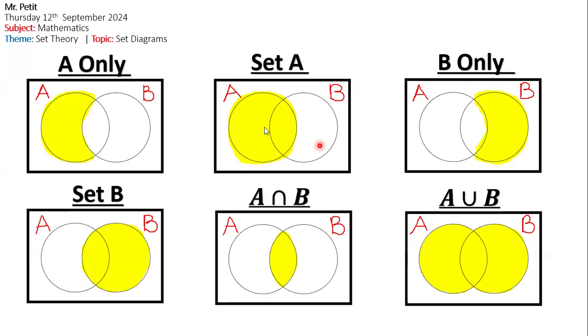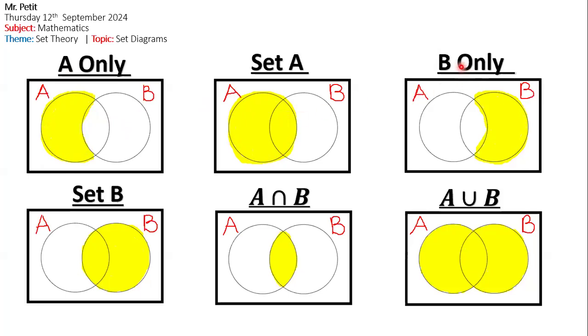So basically, if you look at this one, I asked for A only. So for A only, I only want you to shade the A part. Do not include the intersection. Do not include B. Now, when I say set A, I want all of A, including the intersection. Does that make sense?